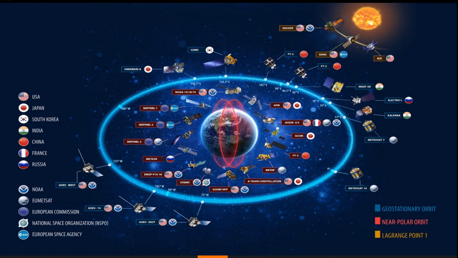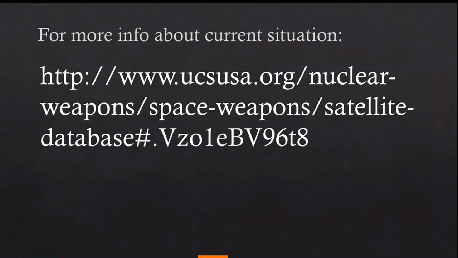If you want more information about the current situation of remote sensing satellites, you could go to this website here, where they have a pretty comprehensive list of satellites and what they are used for, which country, and what its properties are, what its paths are, and all that information.